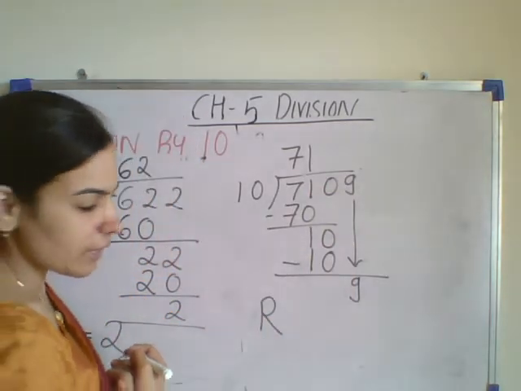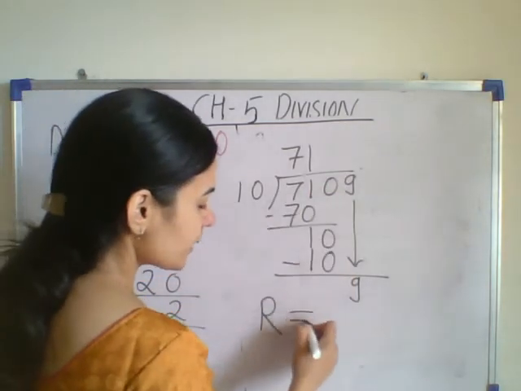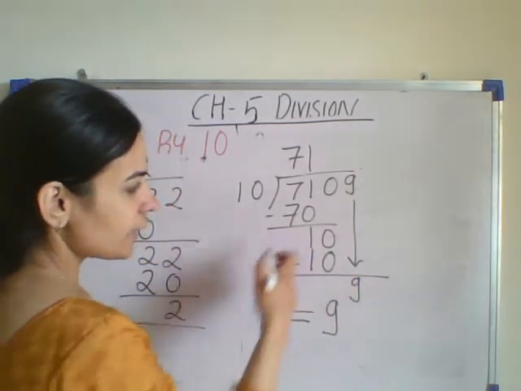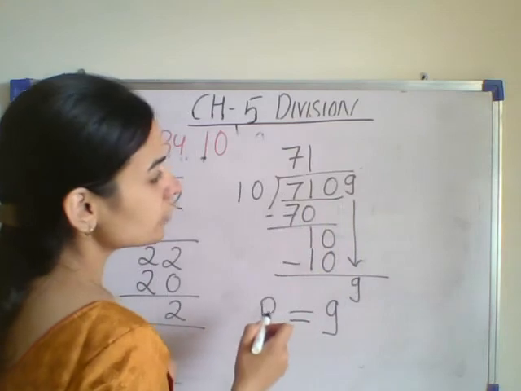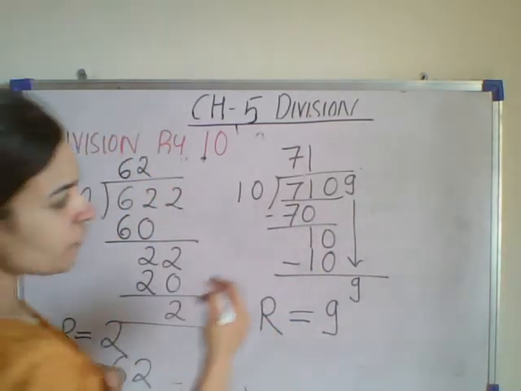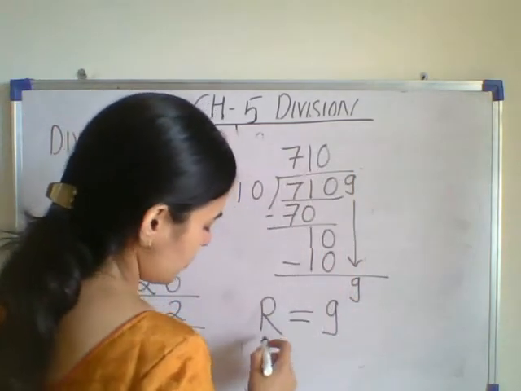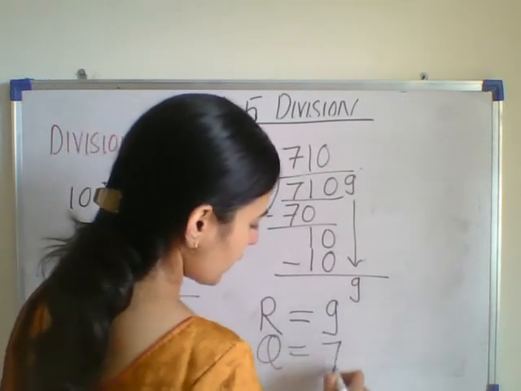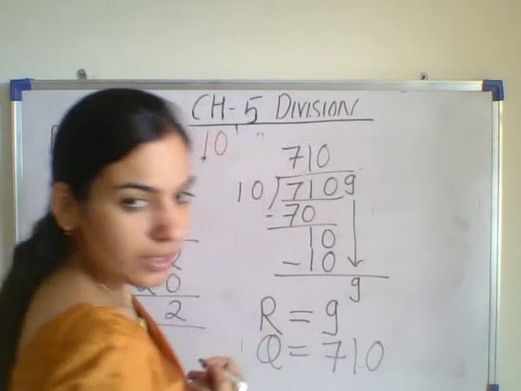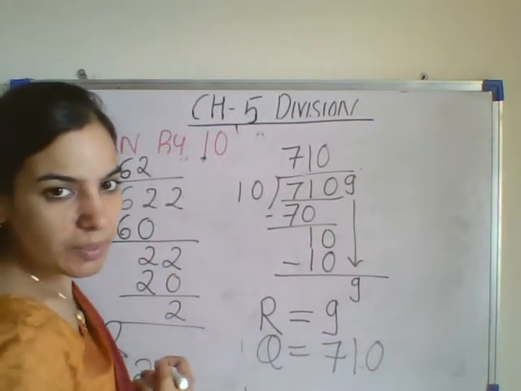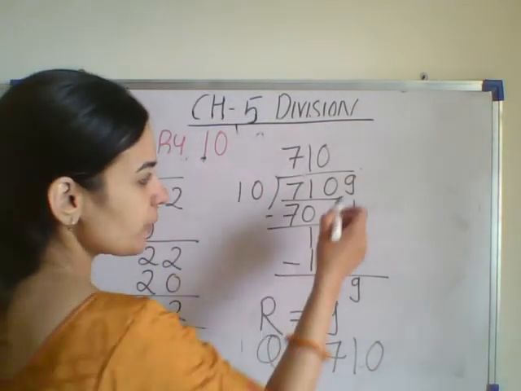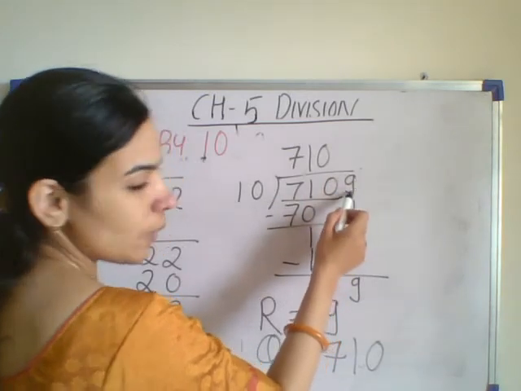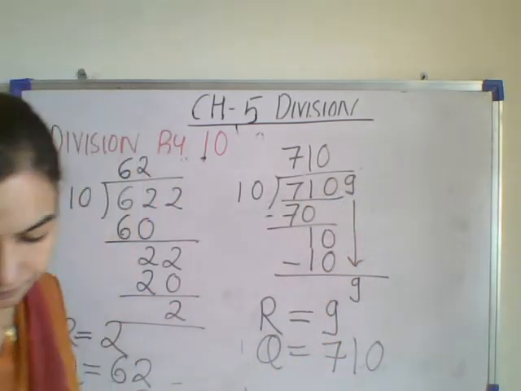So what will be the remainder? R means the remainder. Remainder will be the digit at the ones place. At the ones place 9 is there, and the leftover digits, that is 7, 1 and 0, will be our quotient. Our quotient will be 710. And what will be the remainder? The remainder will be the digit which is there at the ones place.